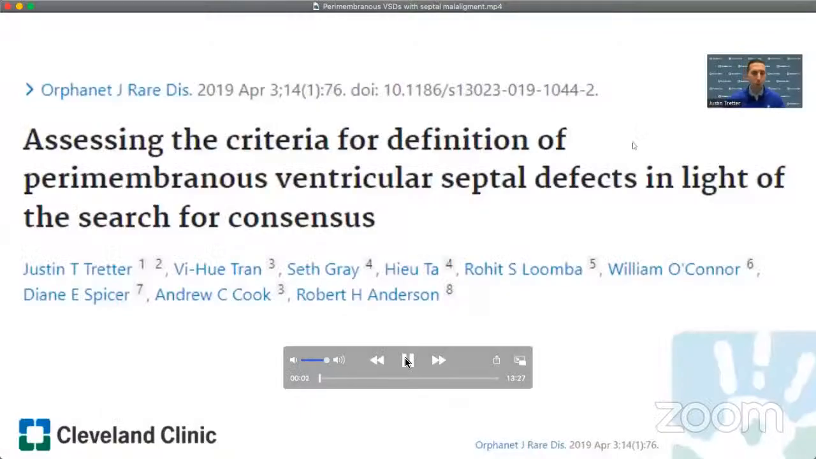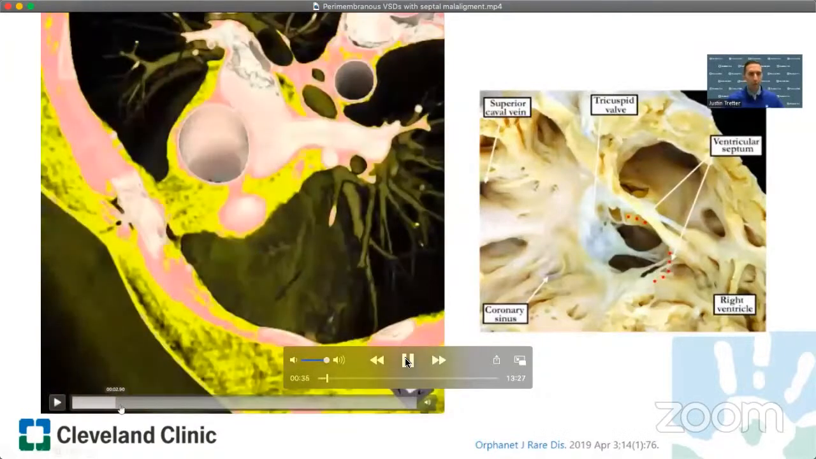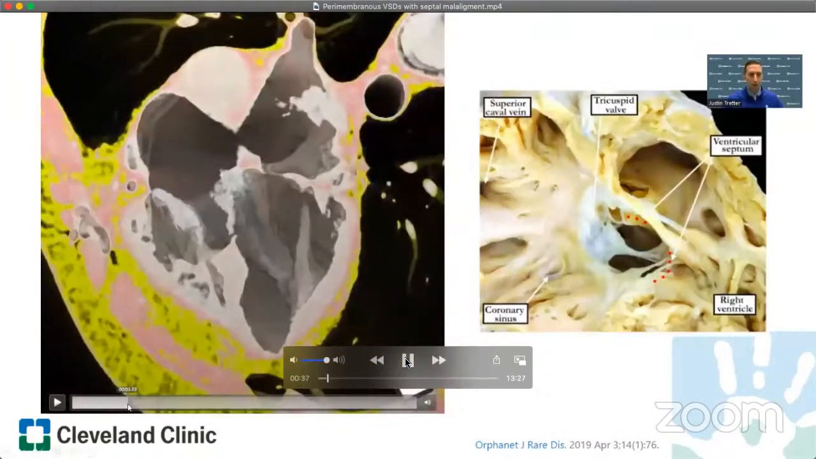I'm going to review 3 different patient computed tomographic data sets, each with a different form of an isolated perimembranous ventriculoseptal defect with septal malalignment. And I'm going to compare them to images from this excellent paper that I would highly recommend, where we evaluated over 350 heart specimens with different forms of perimembranous ventriculoseptal defects, of which both Professor Anderson, Professor Cook, and Diane Spicer were involved in the study. So in this first example, this is an adult patient, and this patient had palliation with a lateral tunnel Fontan.